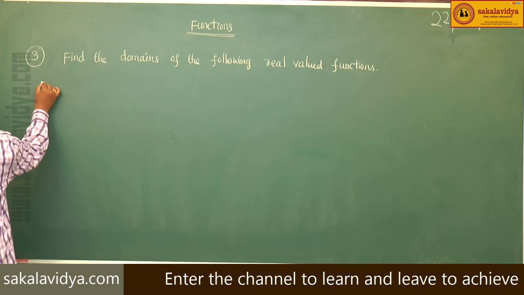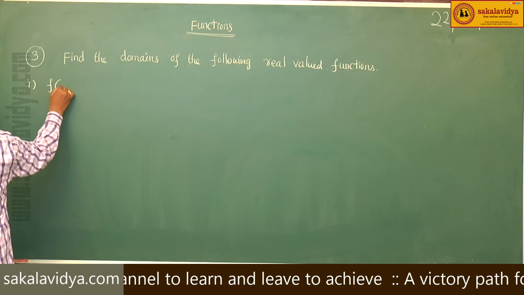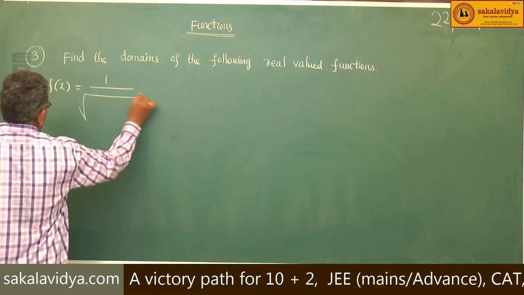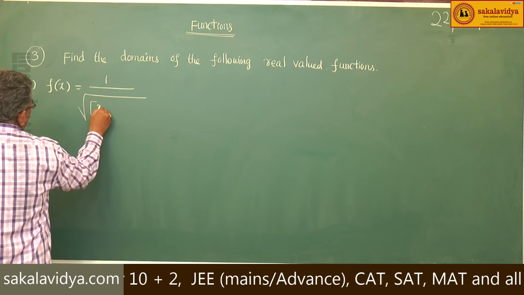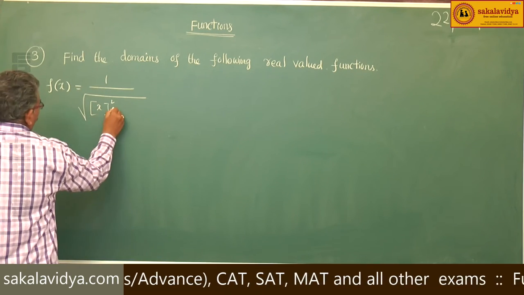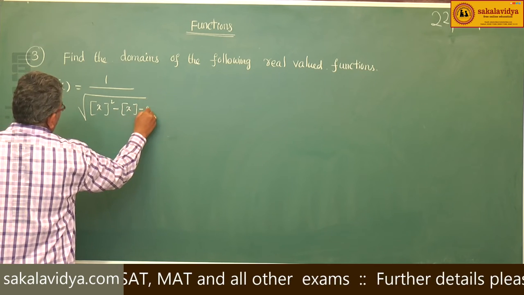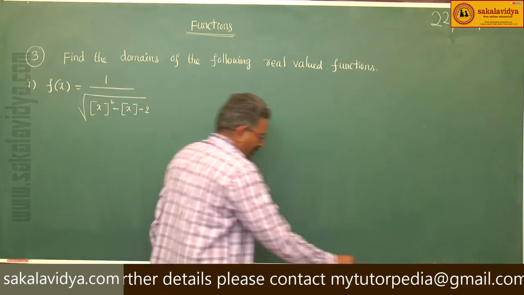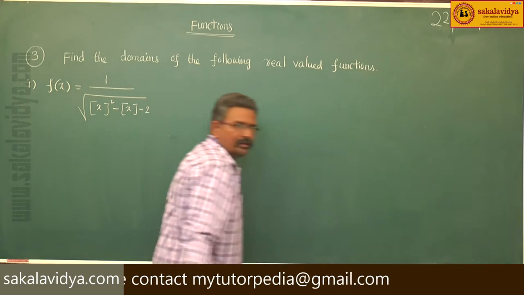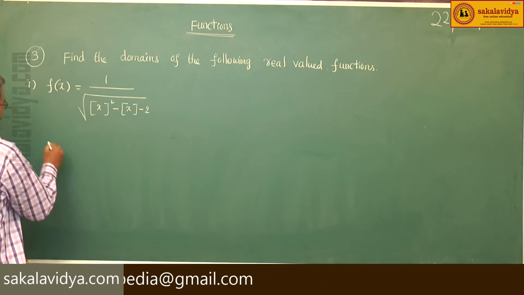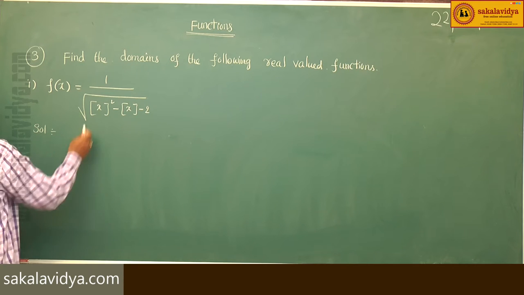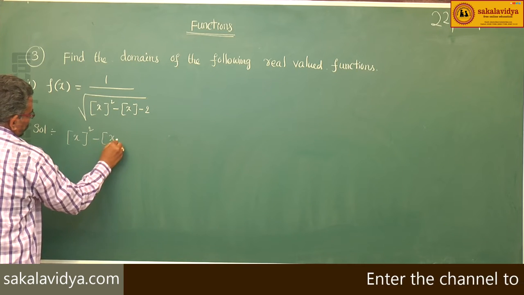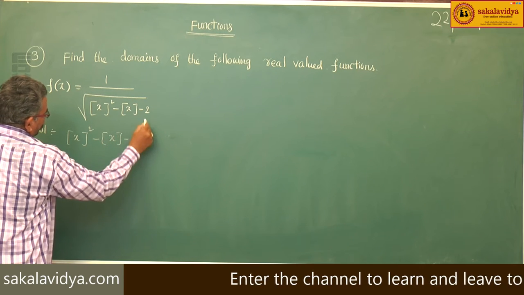First problem, f of x is equal to 1 by root of bracket x whole square minus bracket x minus 2. Now domain of this function let us find out. Here to define this one, step x whole square minus step x minus 2 must be greater than 0.